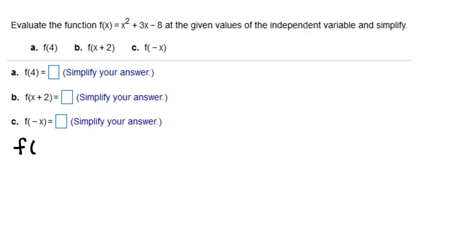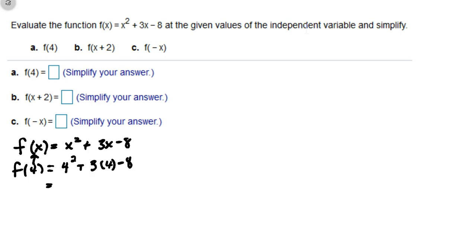So our function is f of x equals x squared plus 3x minus 8. If I want to find f of 4, 4 is going in place of x. Everywhere I see an x, I change it to a 4. So that's 4 squared plus 3 times 4 minus 8. And I want to simplify following order of operations. 4 squared is 16. 3 times 4 is 12. 16 plus 12 would be 28. Minus 8 would give me 20.